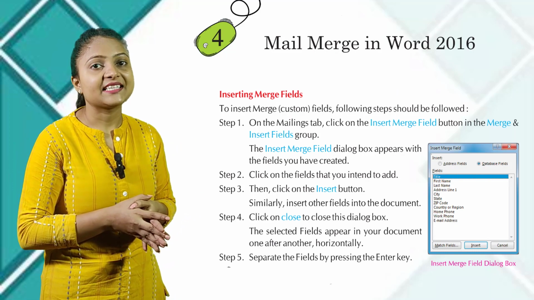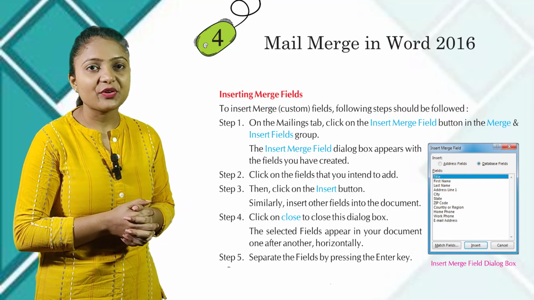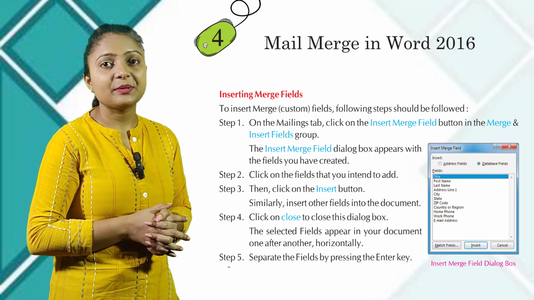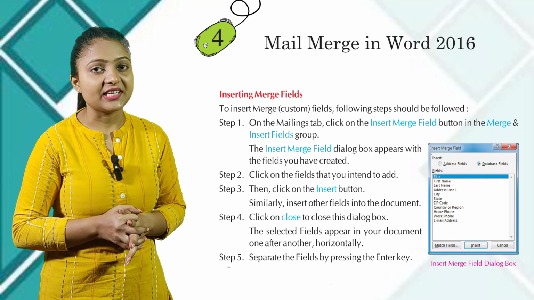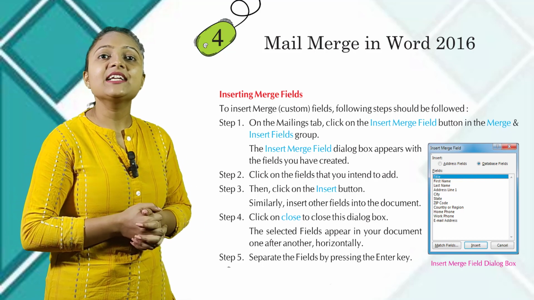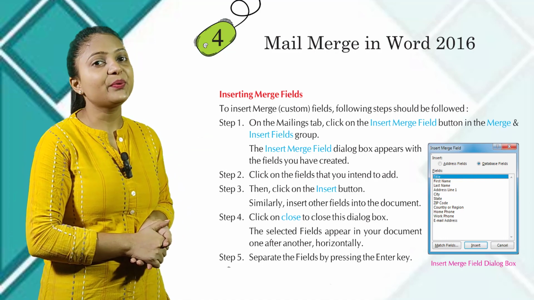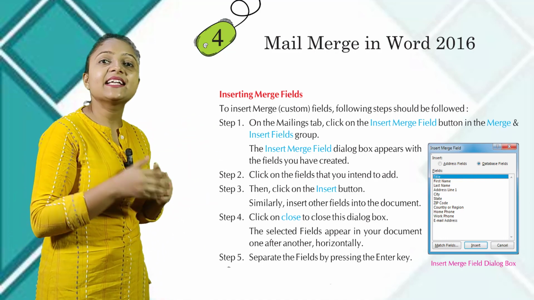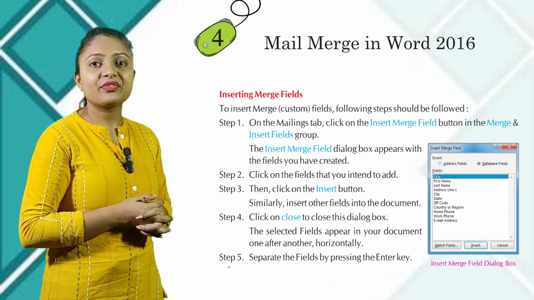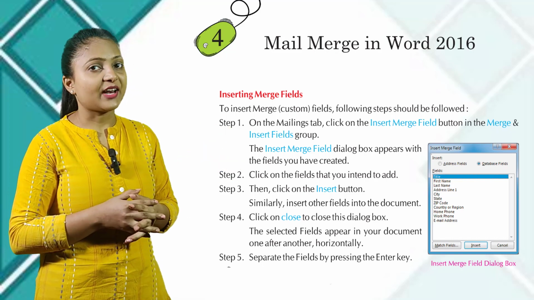Inserting merge fields. To insert merge fields, the following steps should be followed. Step 1. On the Mailings tab, click on the Insert Merge Field button in the Write and Insert Fields group. The Insert Merge Field dialog box appears with the fields you have created. Step 2. Click on the fields that you intend to add. Step 3. Then click on the Insert button. Similarly, insert other fields into the document. Step 4. Click on Close to close the dialog box.